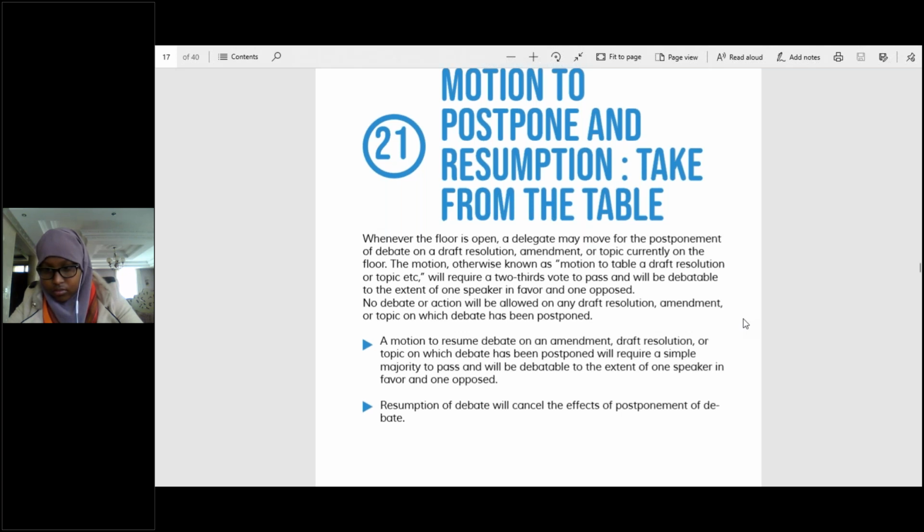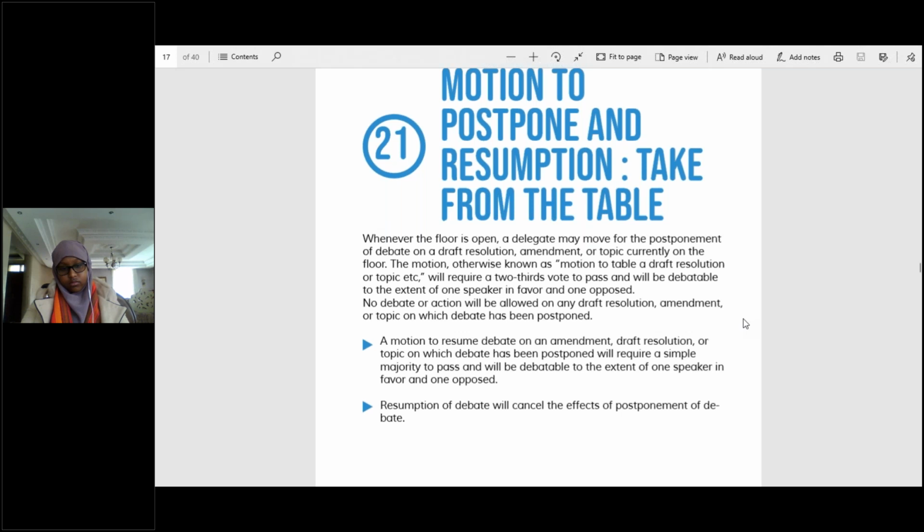So a delegate may move for the postponement of debate on a draft resolution, amendment, or topic currently on the floor. If you feel as a delegate that whatever is being discussed is taking too much of the committee's time, and you could discuss other matters and come back to it much later, then that is when you can raise this motion. The motion, otherwise known as a motion to table a draft resolution or topic, will require a 2/3 vote, that is 2/3 plus 1 vote to pass, and will be debatable to the extent of one speaker for and another speaker against.